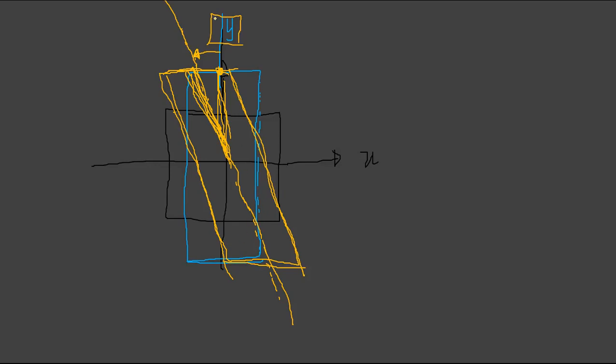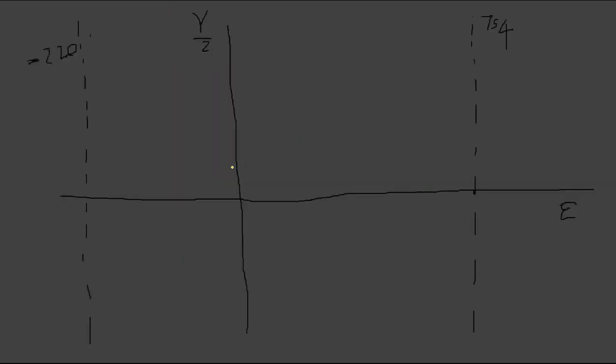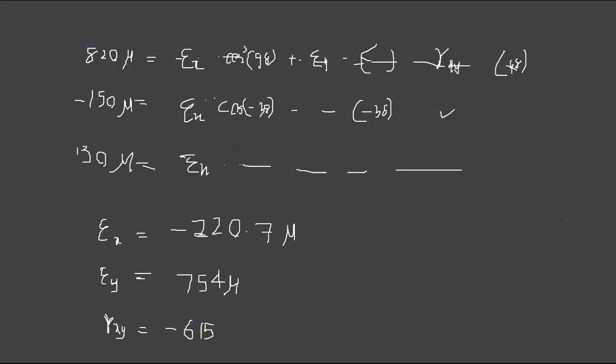Let's go to the Mohr circle. Yes, here. So now you have a problem whether to mark it here or here, from here to here. Remember it's gamma over 2, so that's going to be something around minus 308.